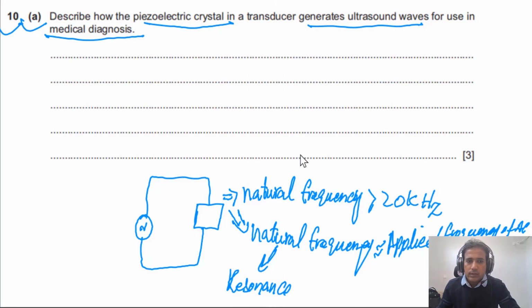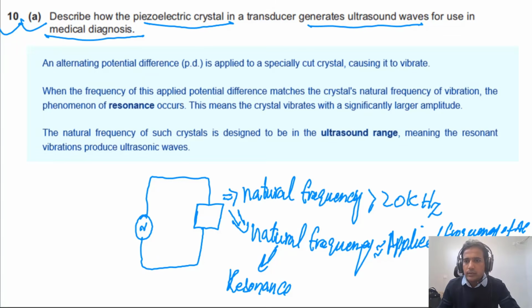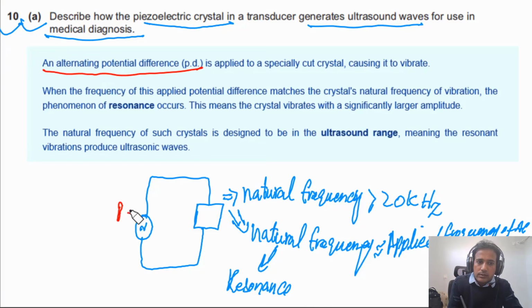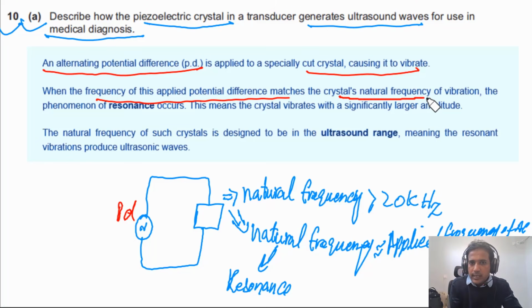Now let me show you the answer, how you can write it down. In the answer, these points you have to mention. First you can say an alternating PD has to be applied, as we mentioned here. So this is alternating PD to the crystal. When the frequency of this applied potential difference matches the crystal's natural frequency, resonance will take place.